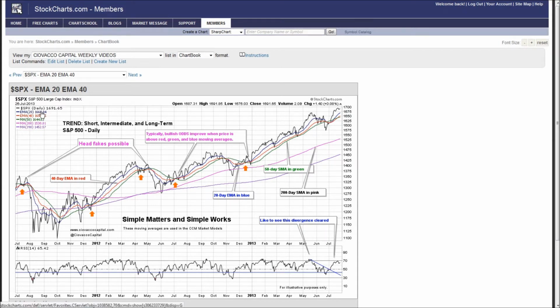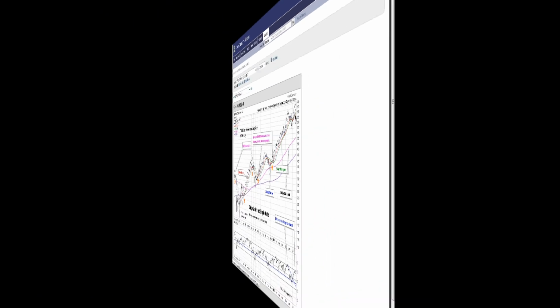Daily chart of the S&P 500, point of the exercise: 50-day moving average, positive slope, price above. 200-day moving average in pink, positive slope, price above. Every moving average that we monitor on this time frame, price is above them all. Price made a higher high, and the slopes are all up. All bullish. And let's move to the next chart.